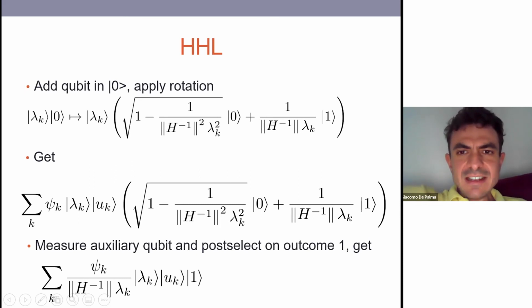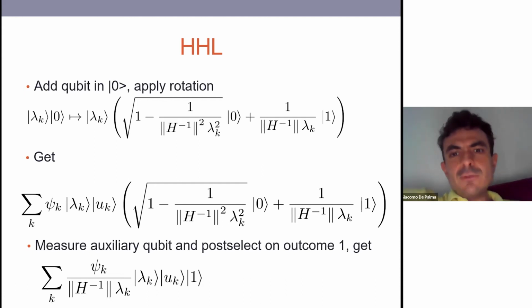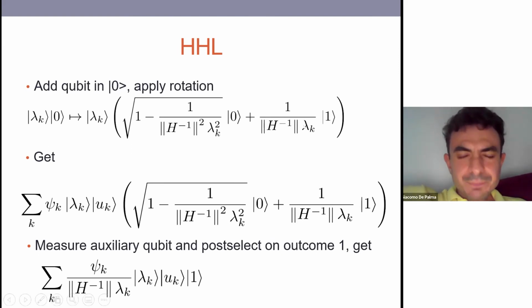Now here you will see that we need to insert this normalization factor. And this, of course, is because this lambda_k can be smaller than 1. And if this lambda_k is smaller than 1, then what will happen is that already the norm of this term will be larger than 1, which will not allow this vector to have a global norm equal to 1.